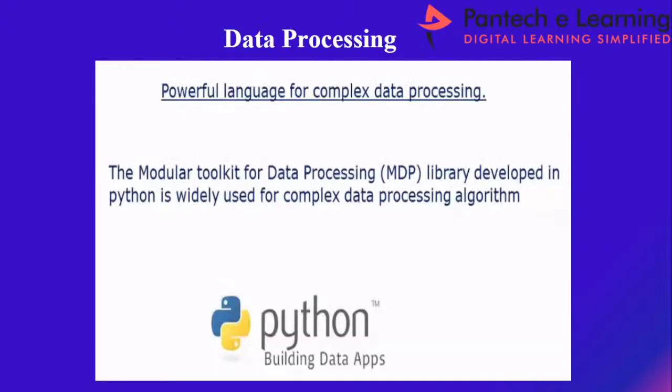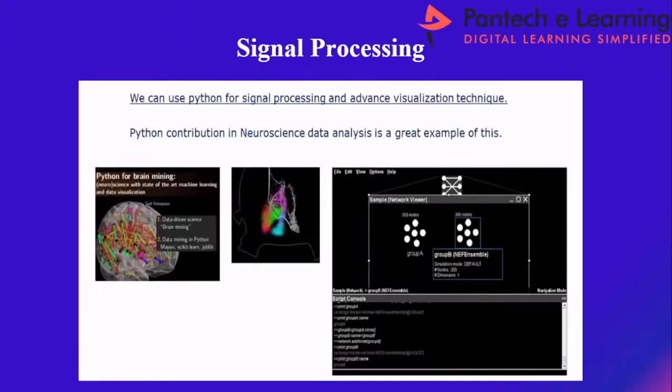So it can be used in data processing tasks. It can be used in signal processing. For example, I want to analyze the brain signal and I am going to come up with some important prediction result. So it has got its impact in signal processing tasks. So this is one more important application.